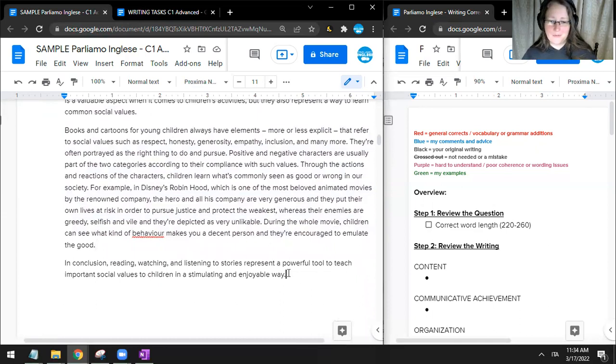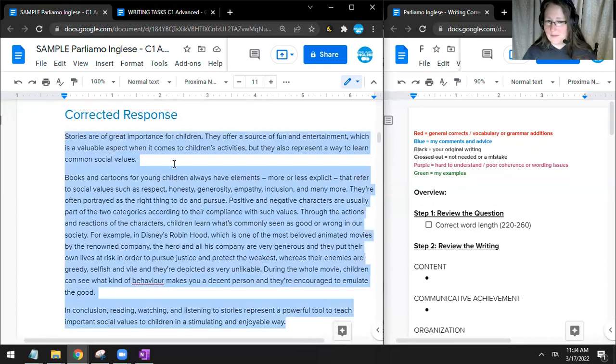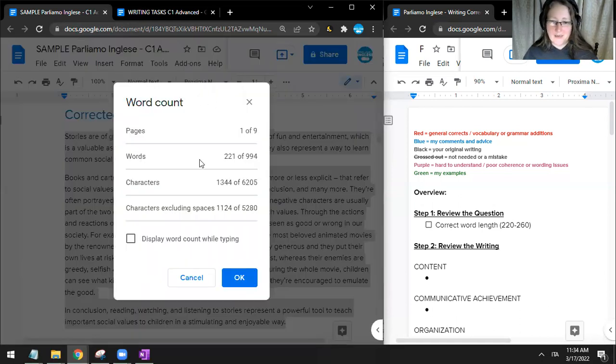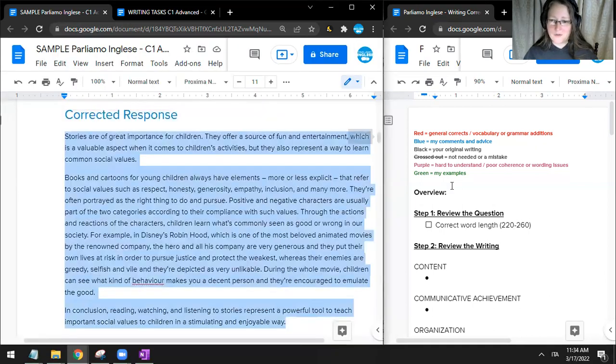So the first thing that I do before correcting, before even really looking at the work, is I always like to check the word count. And so we can see here, we have 221 words, and that does fall within the range of 220 to 260 words. So I just want to say something.